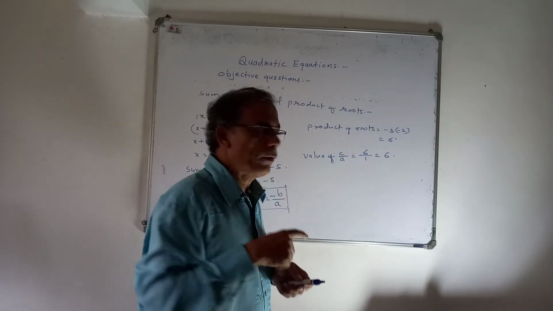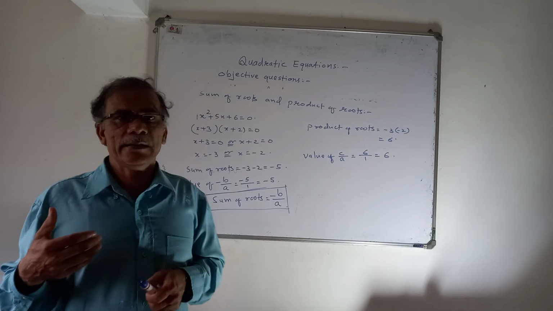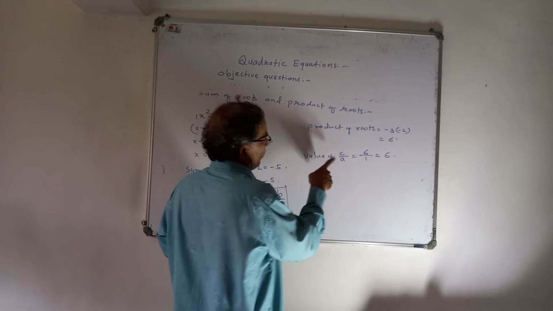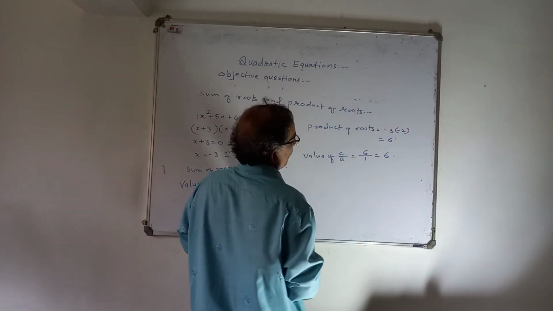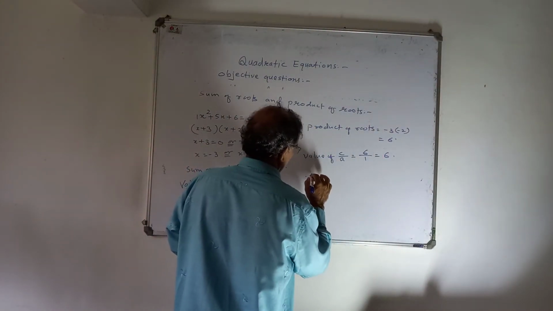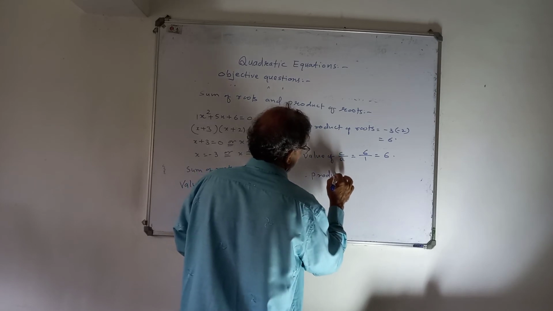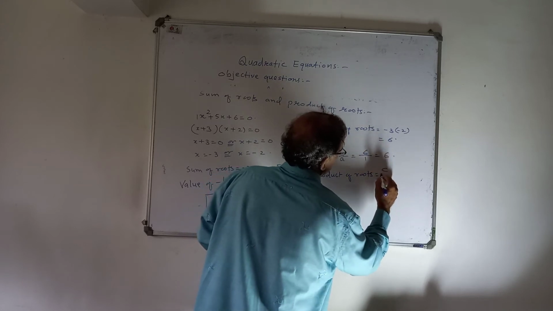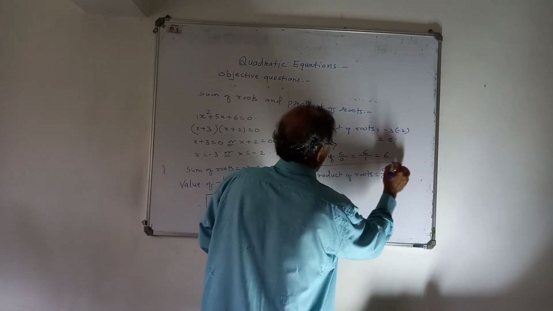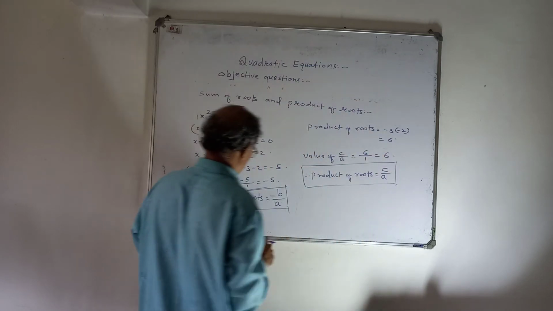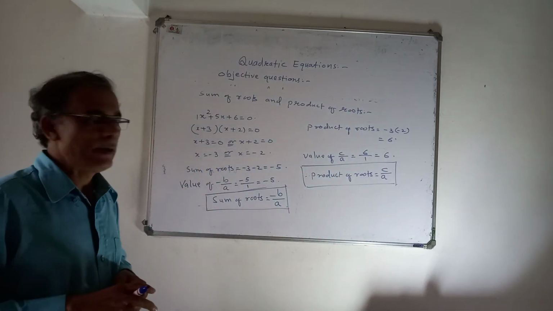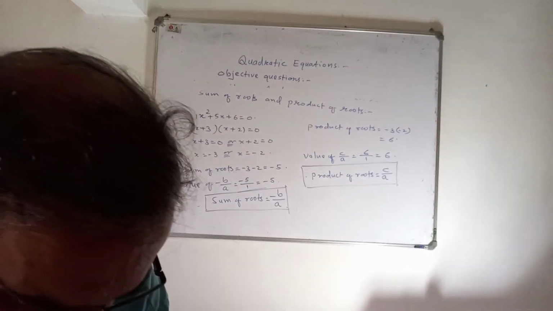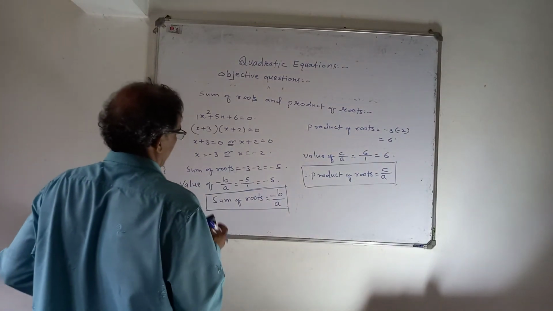So now we have one more formula. Suppose you are asked to find the product of roots, directly we can find by using this formula. What? c by a, because it is equal to the product of roots. So product of roots is equal to c upon a. So these two formulas we are having now. Which ones? Sum of the roots is equal to minus b by a. Product of the roots is equal to c by a. Now I shall give you an example based on this.